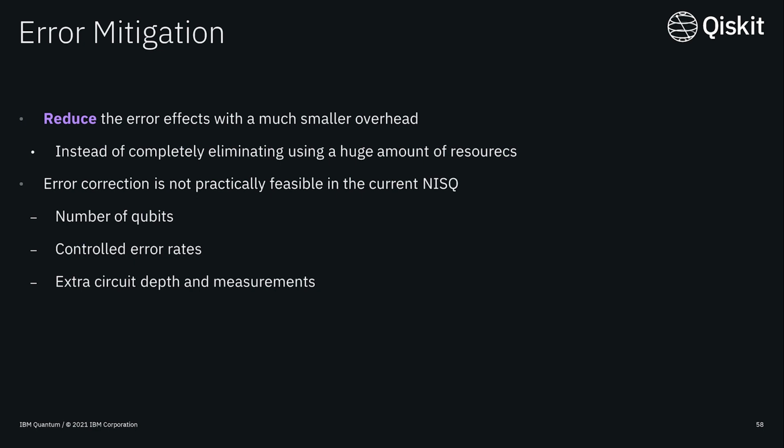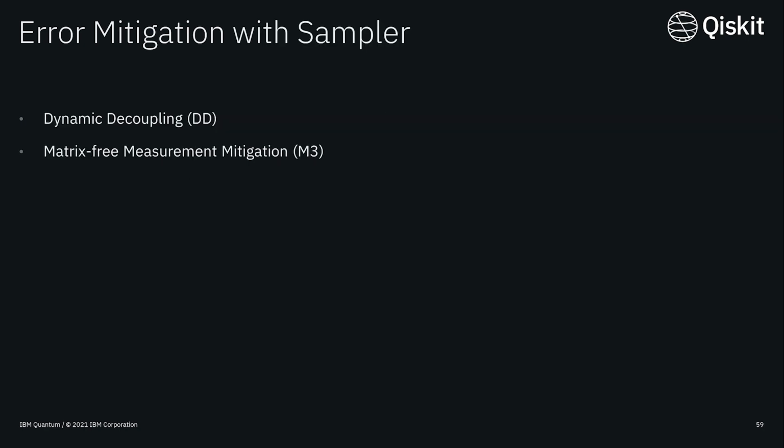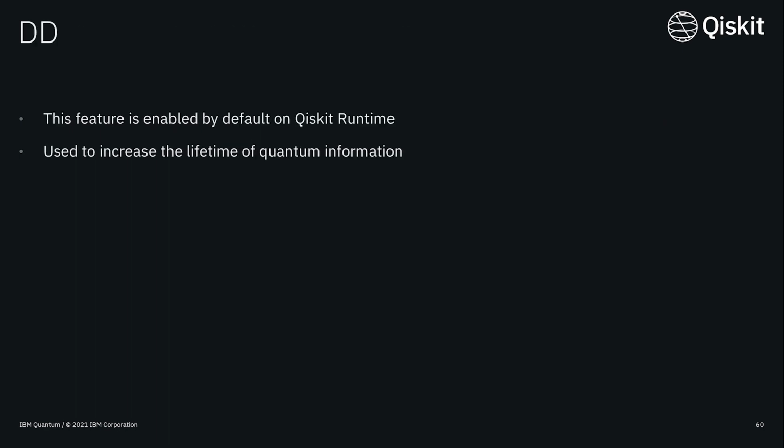Unlike error correction, which requires lots of resources to completely eliminate the error, mitigation reduces the effect of the error. Also, the error correction method is not practical for current NISQ devices due to lots of limitations. In the sampler, there are dynamic decoupling and matrix-free measurement mitigation as error mitigation methods, and these are called DD and M3. DD is set as default in Qiskit Runtime and it increases the lifetime of quantum information.